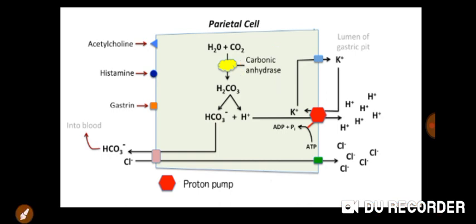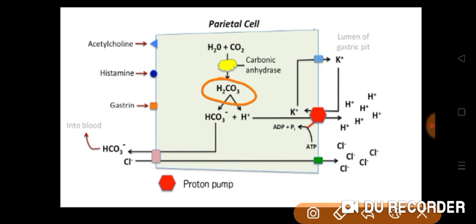Now this carbonic anhydrase enzyme will split this carbonic acid into the bicarbonate ion and the H plus ion, that is the proton. Now what happens to this bicarbonate and what happens to this H plus, or proton?